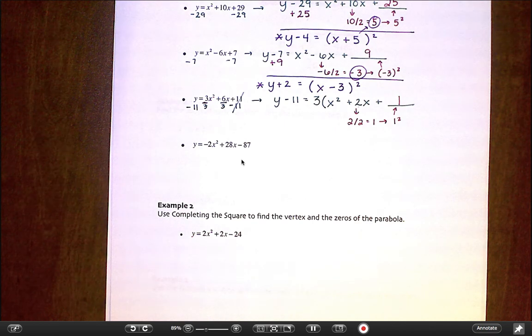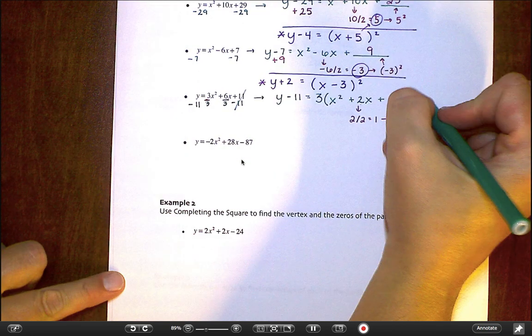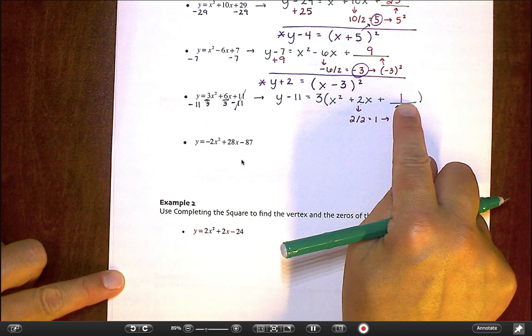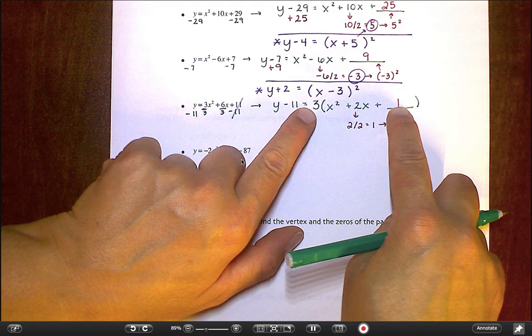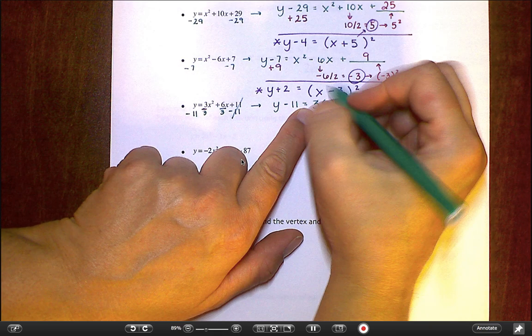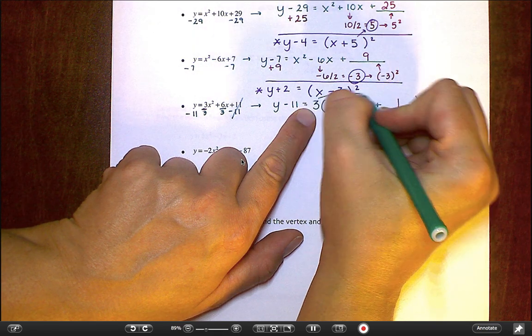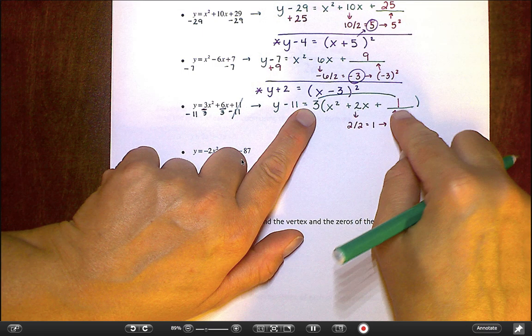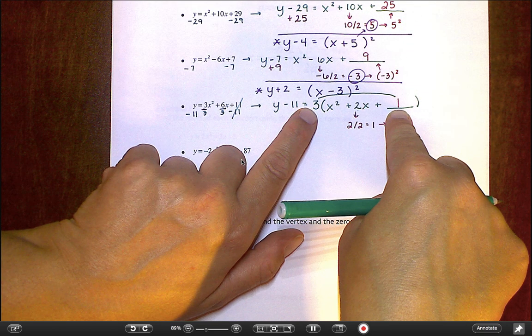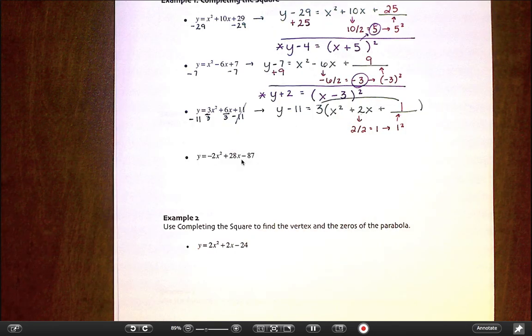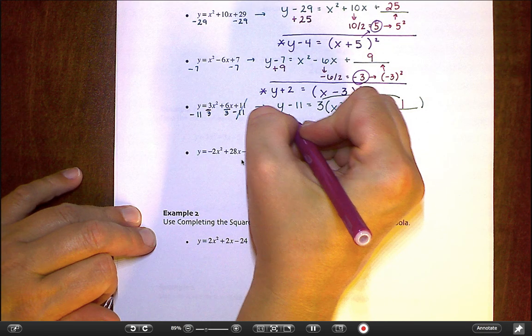Here's the difference with this problem: I just put a plus 1 here, but that plus 1 is in these parentheses with a 3 on the outside. So that 1 is not really just a 1, it's being multiplied by the 3, which means I really just added 3 to this right side. I didn't just add 1, I added 3 because I did 3 times 1. So when I go to balance that over on this left side, I need to add 3 instead of just 1.